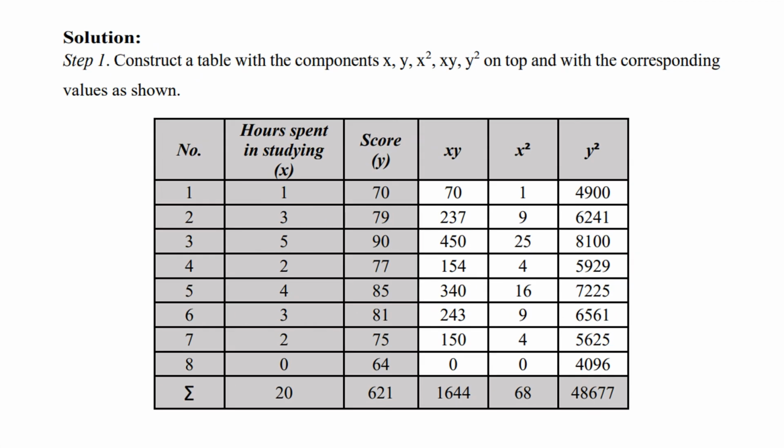So for the solution, step number 1, construct a table with the components: your x, y, x squared, xy, and y squared on the top, with the corresponding values as shown. This will serve as our guide, so there is less confusion on our part. We can put the number column here for less confusion.